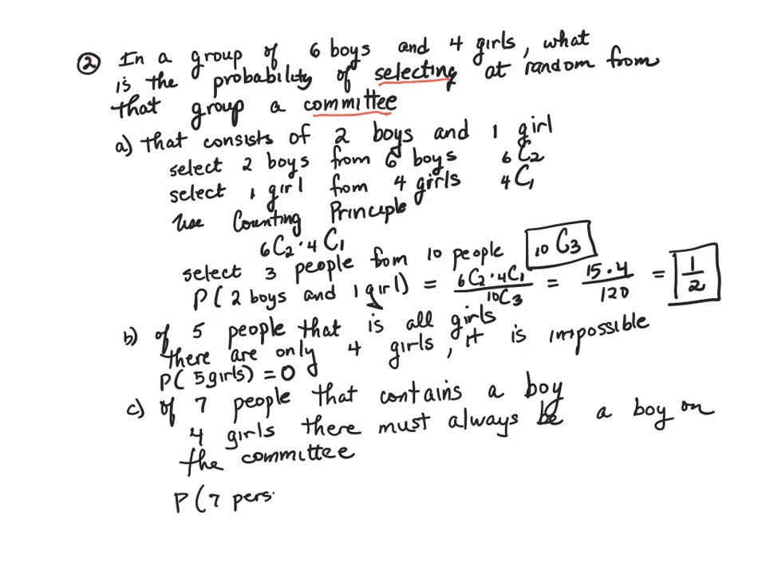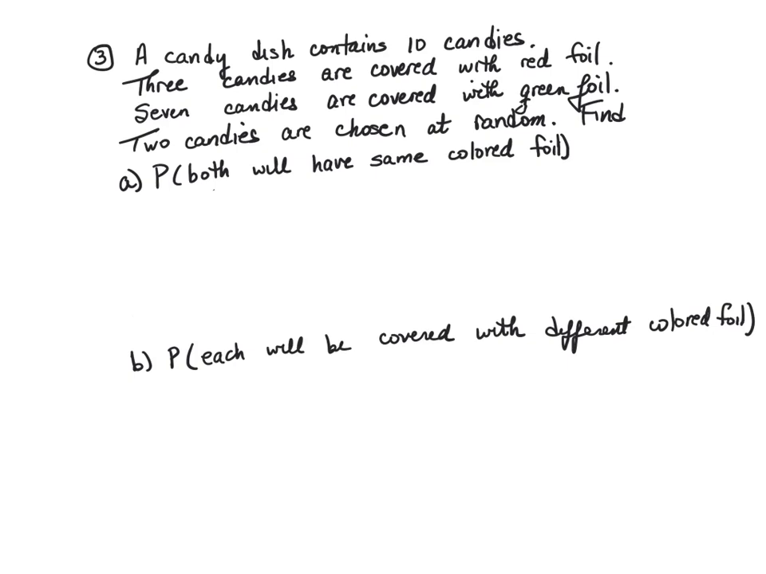So the probability that a 7-person committee has a boy would be 1. That's absolutely certain. All right, let's try another. All right, now let's take a look at 3.